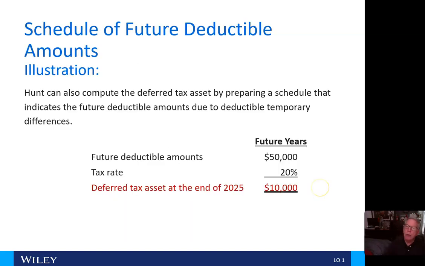So Hunt can also compute the deferred tax asset by preparing a schedule that indicates the future deductible amounts due to a deductible temporary difference. So here's our future years. Here's the future deductible amounts, the tax rate of 20%, and the deferred tax asset at the end of 2025 of $10,000.